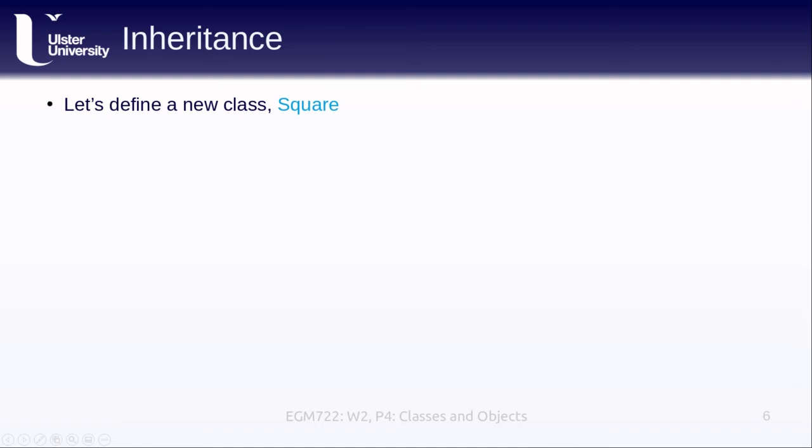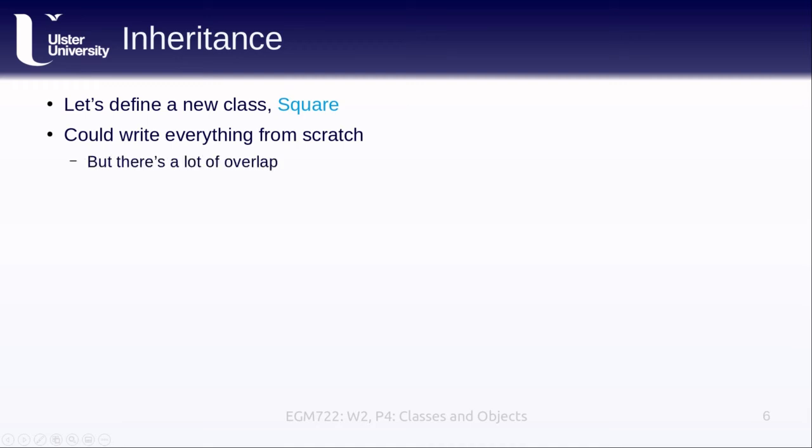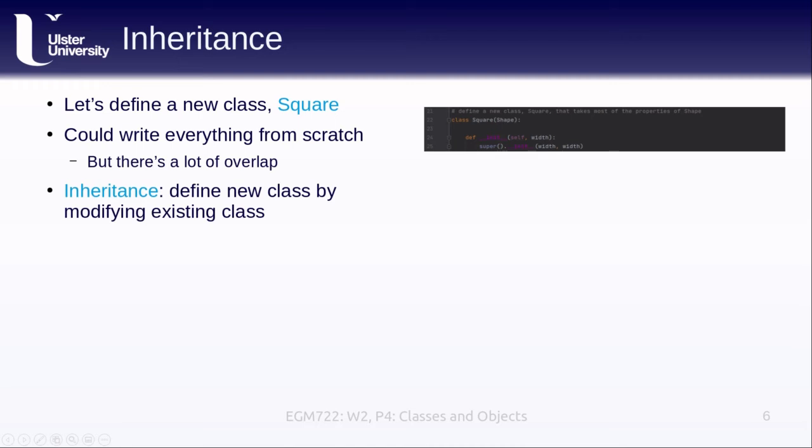So let's say we want to define a new class called square. Now we could write everything from scratch, so we could write an init method, a method to calculate the area of our square, a method to calculate the perimeter of our square, and so on, but you'll notice that there's a lot of overlap there. So we can use something called inheritance to define our new class by simply modifying the existing class that we want to build off of.